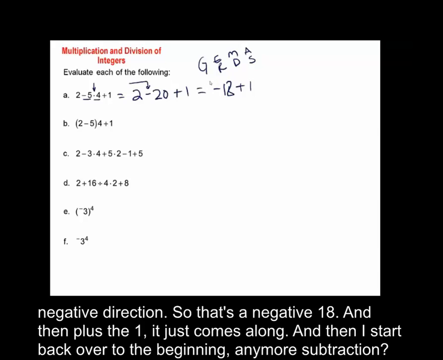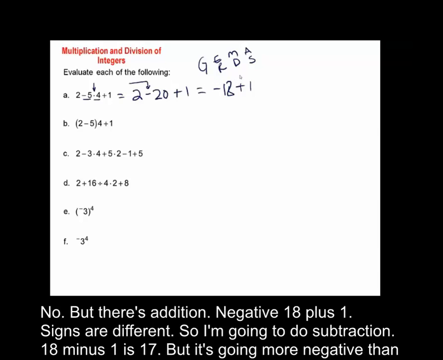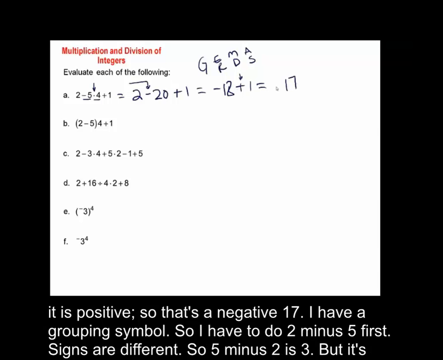And then I start back over at the beginning. Any more subtraction? No, but there's addition. Negative 18 plus 1. Signs are different, so I'm going to do subtraction. 18 minus 1 is 17, but it's going more negative than it is positive, so that's a negative 17.